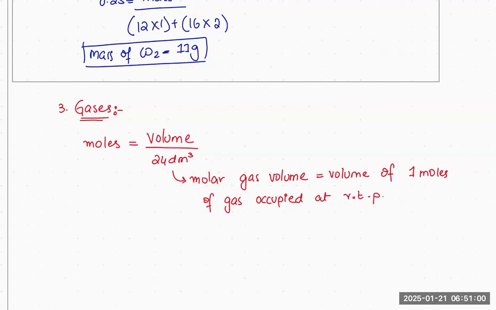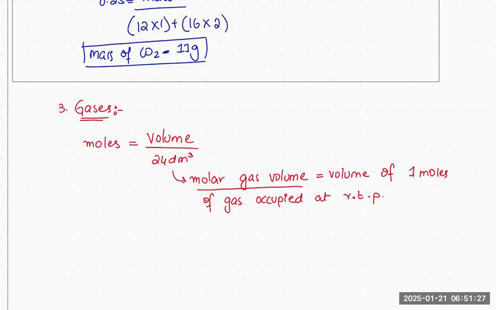So if you take 1 mole of carbon dioxide, 1 mole of helium, 1 mole of hydrogen, you will always end up with this volume, 24 dm cube. So any gas, it doesn't matter. If you have 1 mole of any gas, it will always have the volume of 24 dm cube at room temperature. This is where the scientists got the value of 24 dm cube.